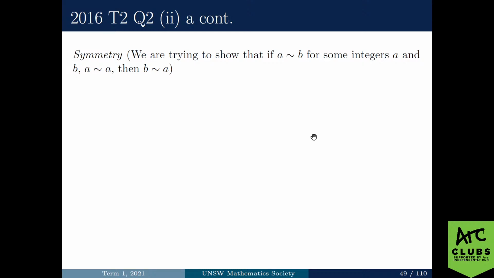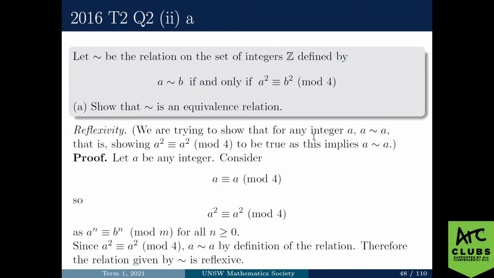We proved that, and now we're moving on to symmetry. Okay, and the idea behind symmetry is that if a is related to b, then b is also related to a. So it works both ways, okay? And how are we going to do this? So we start by, question? Yeah. Did you have a question? No, you did not. That's okay.